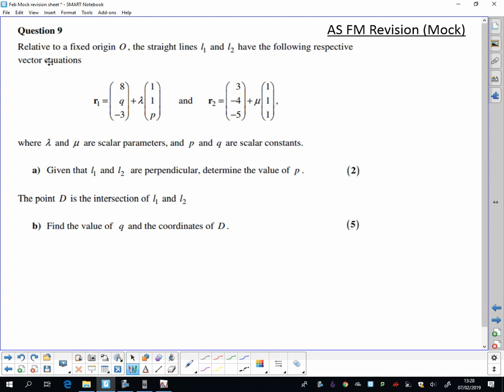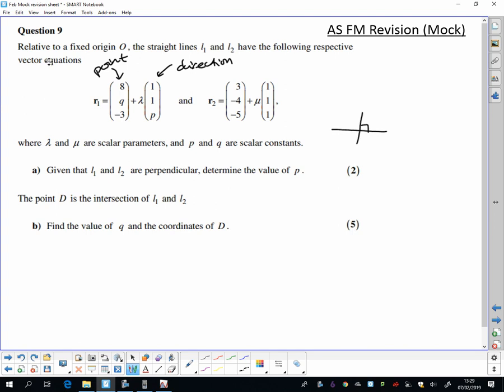Vector question, so we've got two vector lines. Remember that when you have vector lines, this first one is a point on the line, and this is the direction vector for the line. So it tells you which direction the line's going in, like gradient when you're used to Cartesian. So we are told that these two lines are perpendicular, right angles.